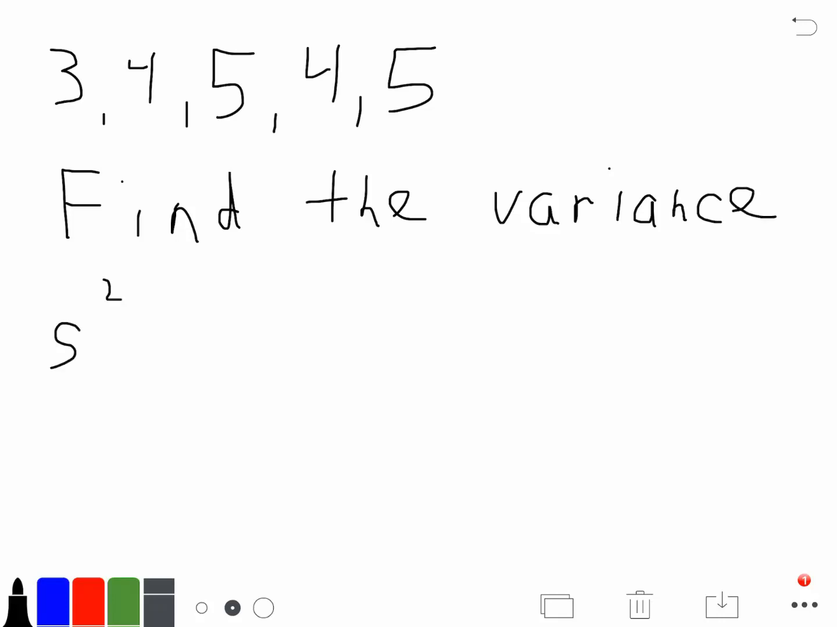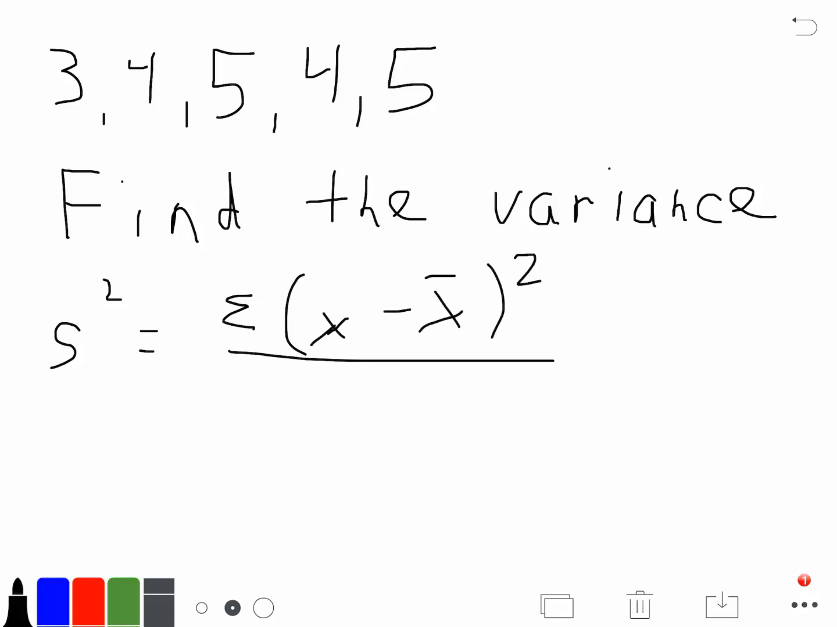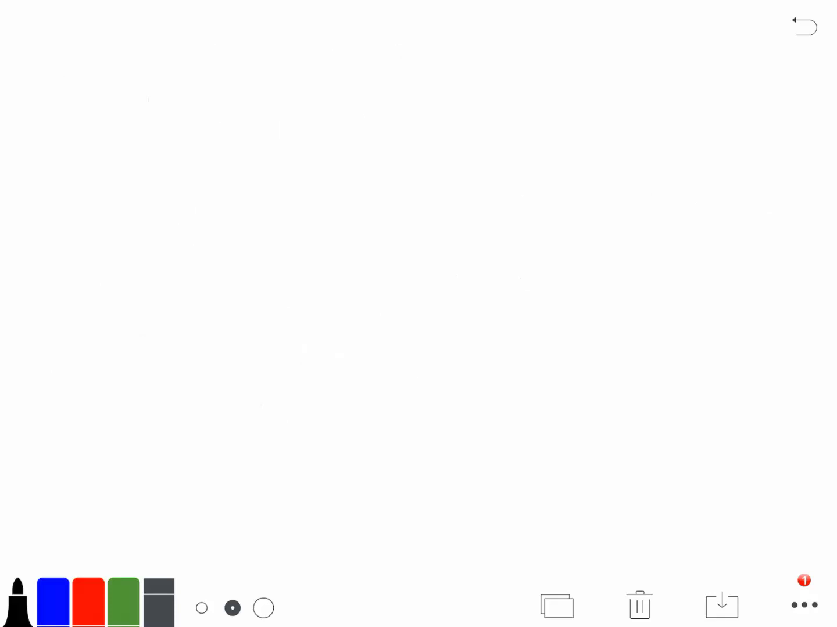Now to find the variance, I want to start off by writing this formula down. The variance is denoted by s squared. That is equal to the sum, that's the little wavy thing I drew, of x minus x bar squared all over n minus 1. Now that we have this formula written down, let's go ahead and find these different parts.